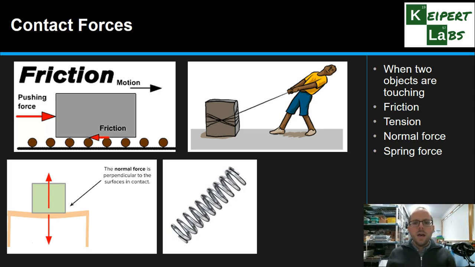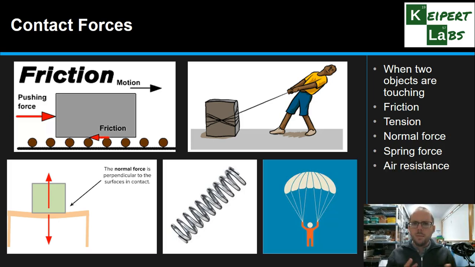In some way. And then also one that's perhaps a little harder to see as being two objects touching, but still very important, is air resistance, or drag as a bit more of a general name. This idea of the air pushing against something, slowing it down or resisting its motion. So pushing against the parachute to slow the fall or the descent.